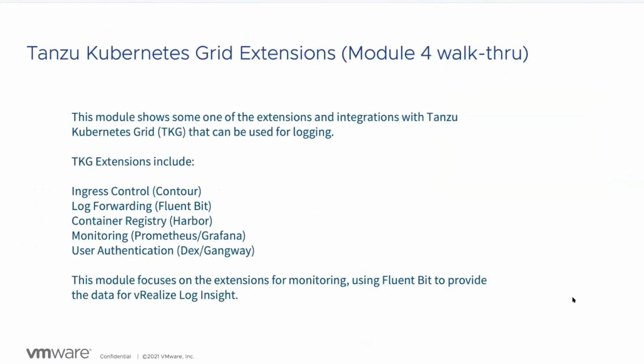The modules we didn't cover. Module 4 is a quick run through of some of the integrations and extensions that come with Tanzu Kubernetes Grid. Extensions include ingress control and log forwarding, which you'll see in Module 4, and that's Fluent Bit. We saw the container registry capabilities of Harbor. And for monitoring, we'll be using our own vRealize Log Insight.